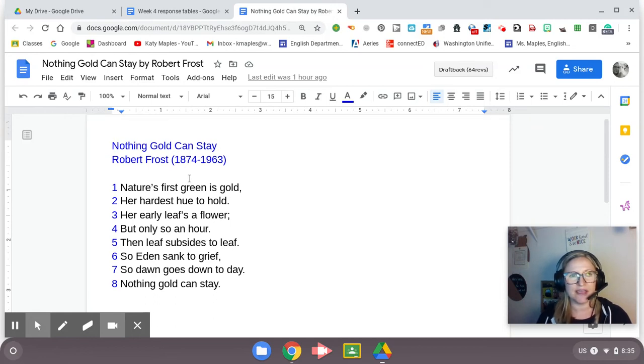Nothing gold can stay. Nature's first green is gold, her hardest hue to hold. Her early leaf's a flower, but only so an hour. Then leaf subsides to leaf, so Eden sank to grief. So dawn goes down to day, nothing gold can stay.